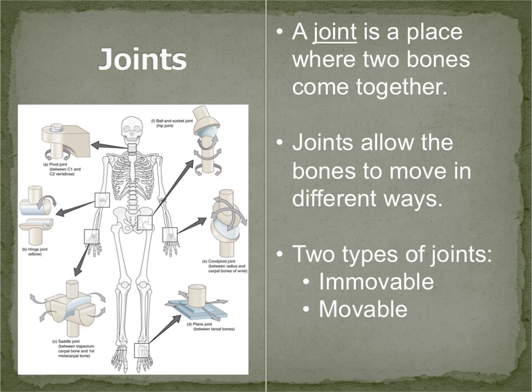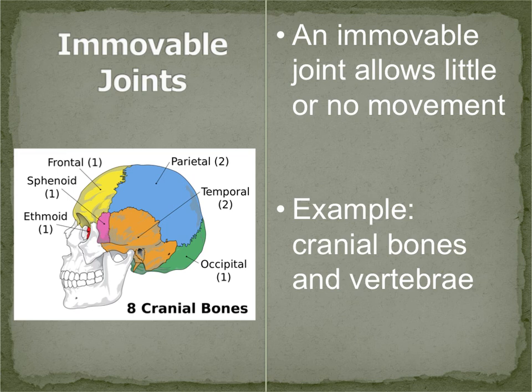The next section that we need to look at is joints. Joints are places where two bones come together, and there are several classifications of joints. Two main types are immovable and movable. Immovable joints are those found in the skull. An immovable joint allows for little or no movement.